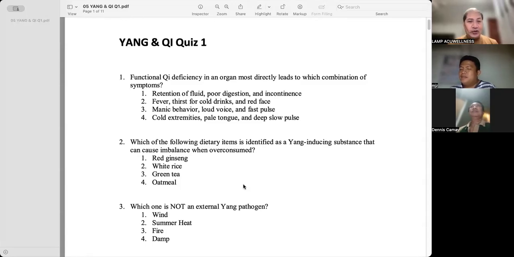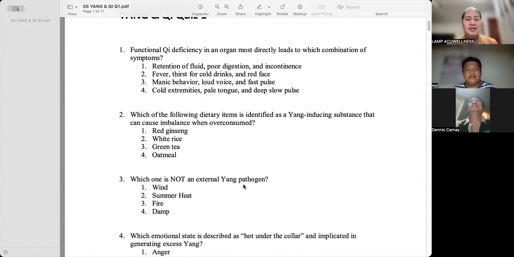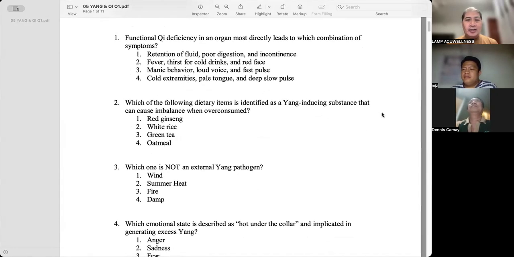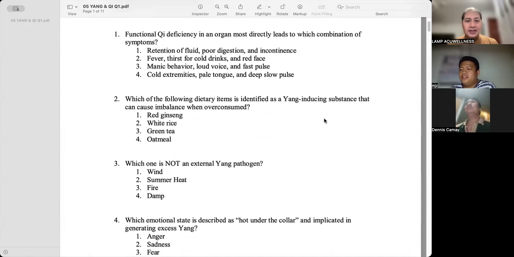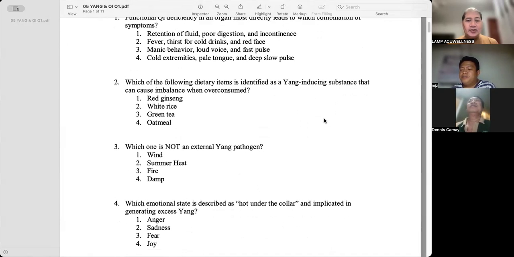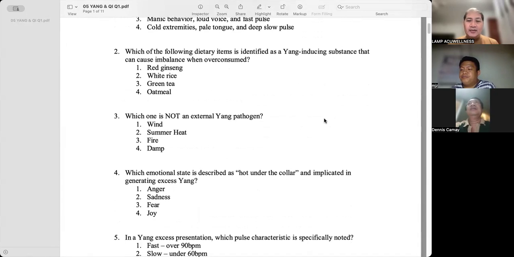Okay, let's proceed to quiz one, yang and qi. Functional qi deficiency in an organ most directly leads to which combination of symptoms? Retention of fluid, poor digestion, and incontinence. Which of the following dietary items is identified as a yang-inducing substance that can cause imbalance when overconsumed?